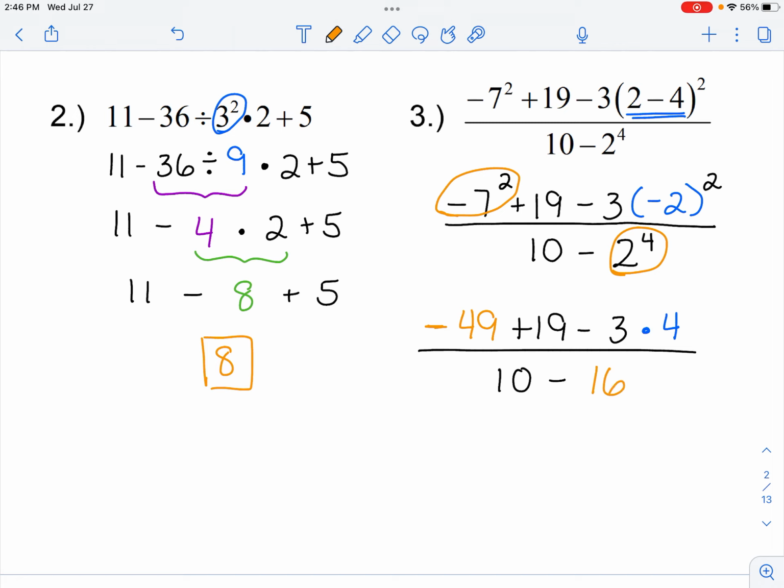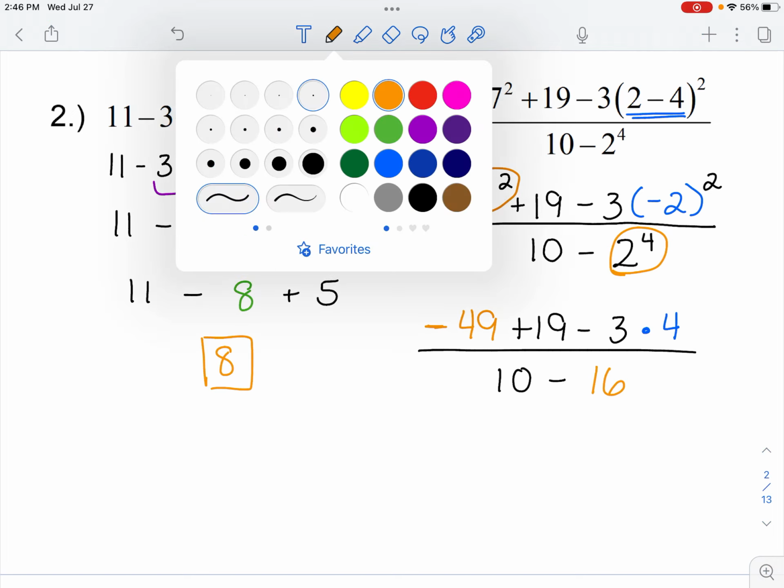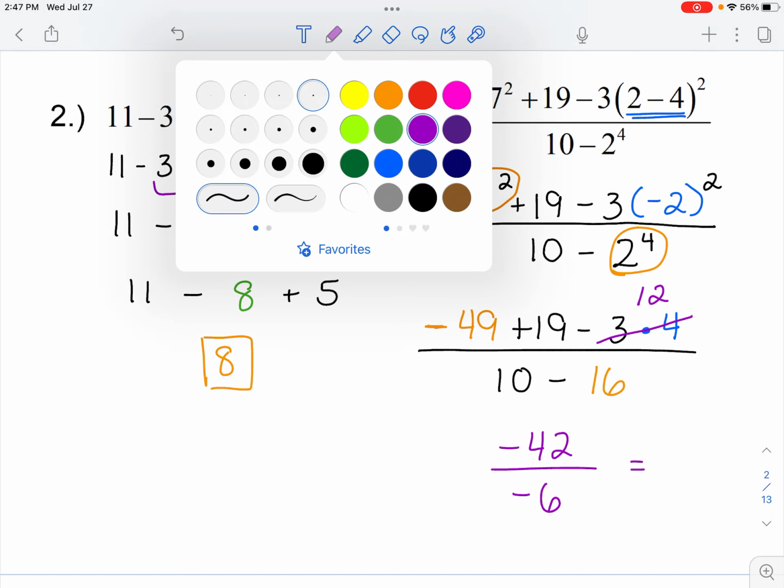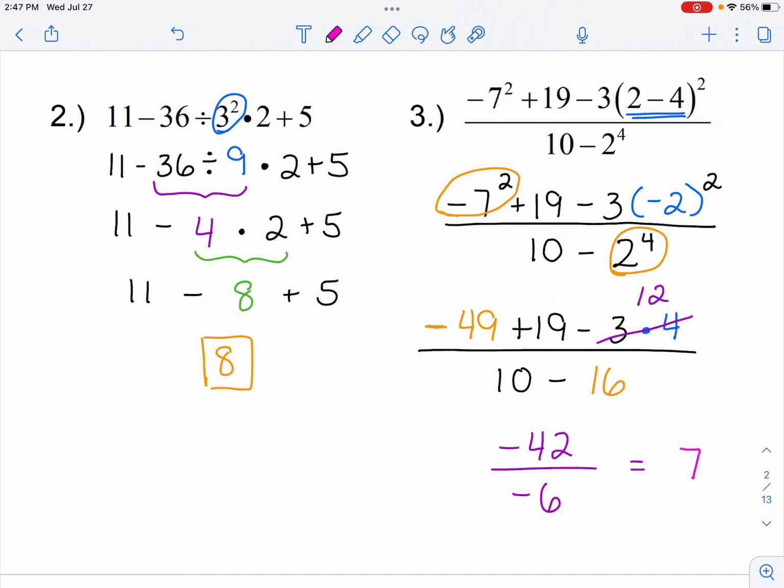Okay. All right. Now, the fraction bar kind of acts like a grouping symbol. I need to simplify the numerator down to a single number, simplify the denominator down to a single number. All right. So here's how I'm going to do that. The 3 times 4 here, I'm going to change that to a 12. So I have negative 49 plus 19 is negative 30. Negative 30 minus 12 is negative 42. So I'm going to have a negative 42 up top. And my denominator, 10 minus 16, is negative 6. A negative divided by a negative is a positive. So my final answer here is positive 7.